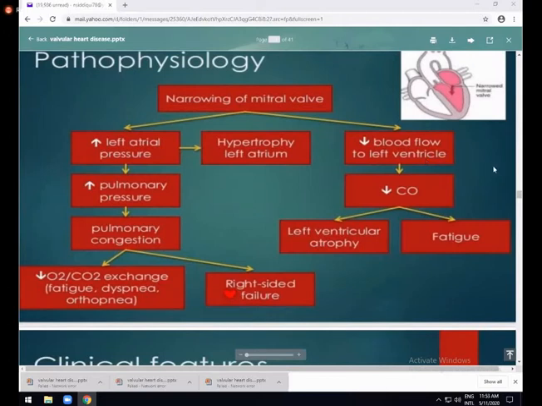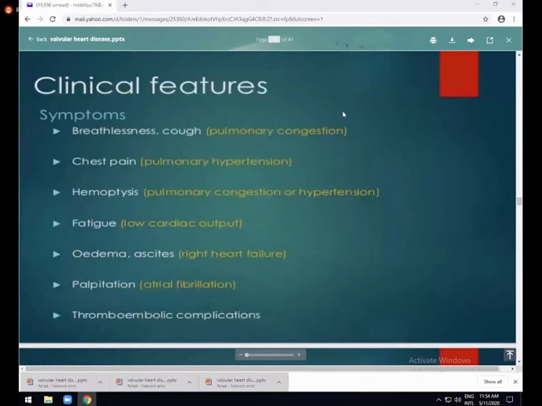So these are the clinical features. The most common features are breathlessness and cough. Breathlessness is because the lungs are flooded with fluid, so this leads to pulmonary congestion. Chest pain occurs because of pulmonary hypertension, because when there is right ventricular enlargement, there will be ischemia, and that can lead to chest pain.